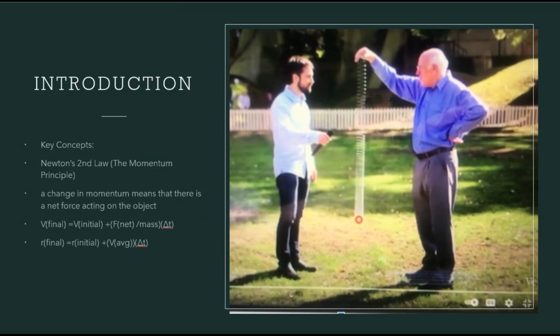This law can also be manipulated into two equations that are depicted below that can help us find the new velocity and position of an object after the force has acted on it and the momentum has changed.